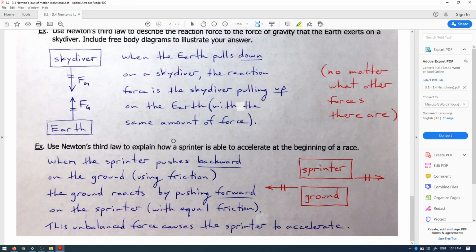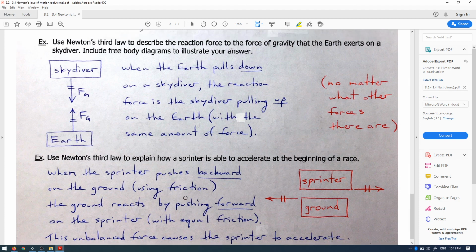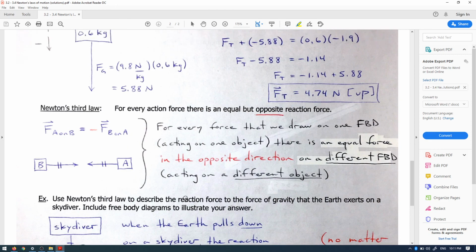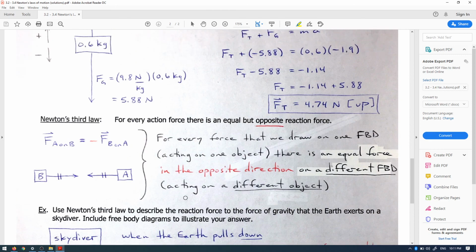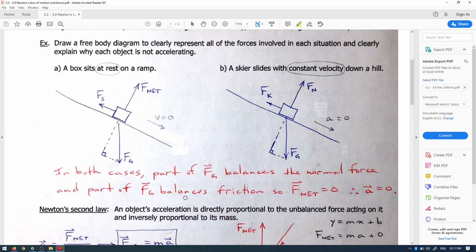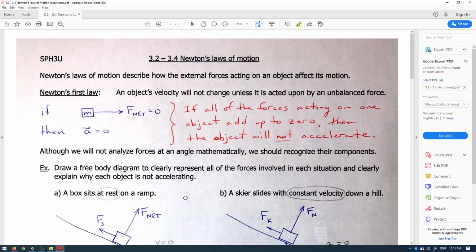Okay? Now you can also have a similar example, but with a sprinter. The sprinter pushes backward on the ground, using a static friction force, and the ground pushes forward on the sprinter with an equal but opposite static friction force. And it's that force that causes the sprinter to actually accelerate forward. So this is a short lesson on Newton's laws of motion, as well as on the balancing of forces in a free body diagram.